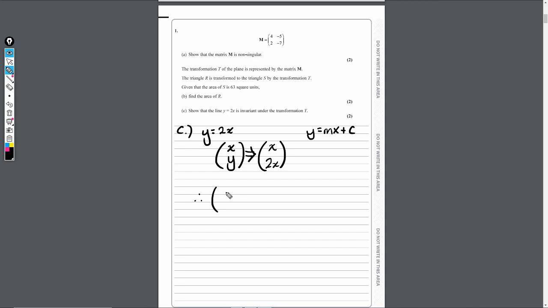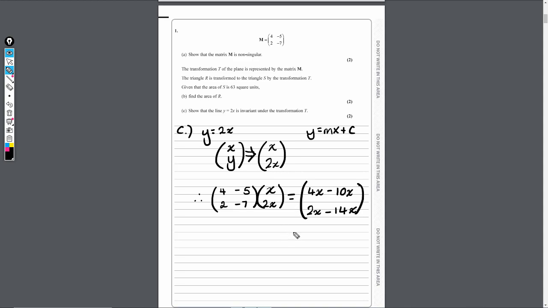So if we do that now, that's going to be 4 minus 5, 2 minus 7. Okay, and then multiply it by this, x, 2x. So doing this now, I'm going to get 4 times x, that's 4x, minus 5 times 2x, that's going to be minus 10x. Okay, so multiplying that row here by that column, and then finally we're going to do this row by this column, so 2 times x, 2x, and then minus 7 times 2x, that'd be minus 14x.